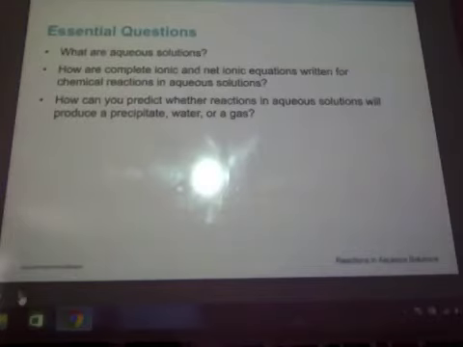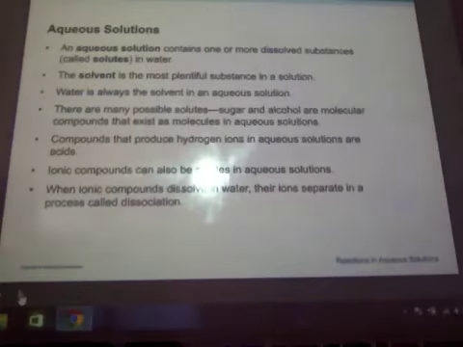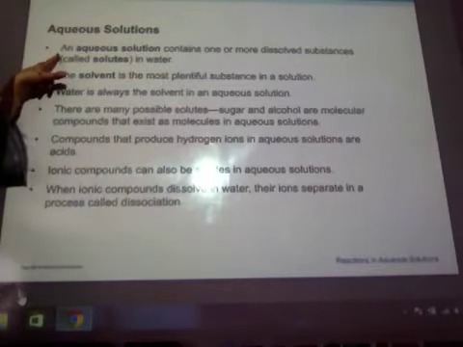Complete ionic and net ionic is what we're going to look at. That's going to be the main part of this. And then how can you predict whether it's a gas, a water, and there's your vocab. So aqueous solution contains dissolved substances.